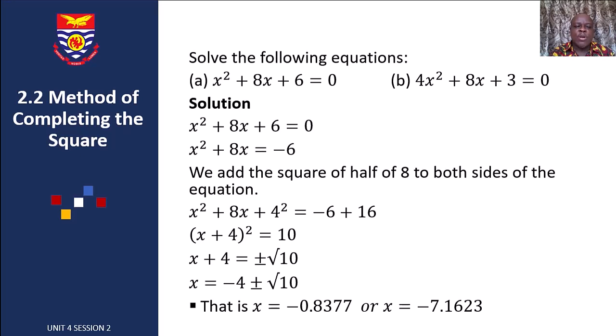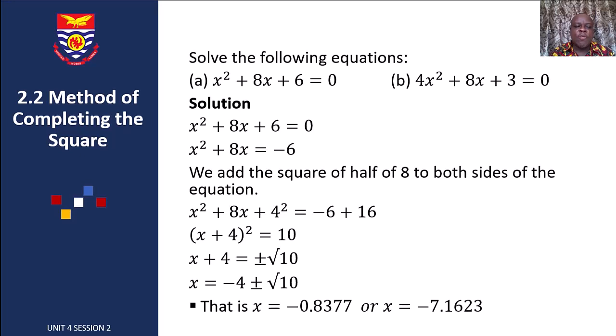So because we have squared it, it has taken care of the middle term 8x. Then we simplify the right-hand side, -6 plus 16, and we get 10. We now move the square from the left side to the right-hand side. So it becomes plus or minus square root of 10. We finally make x the subject.